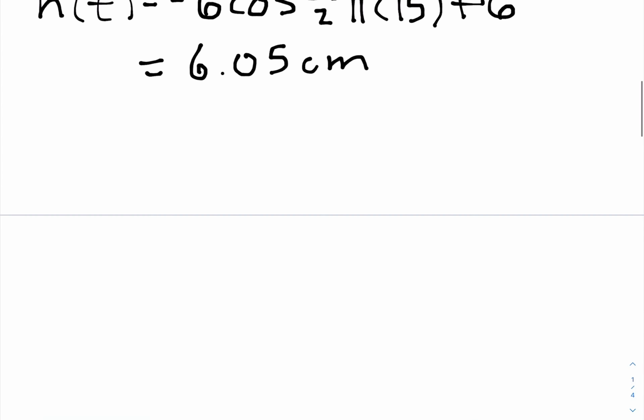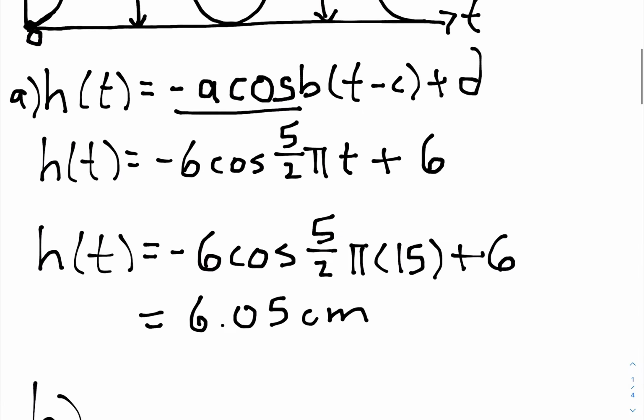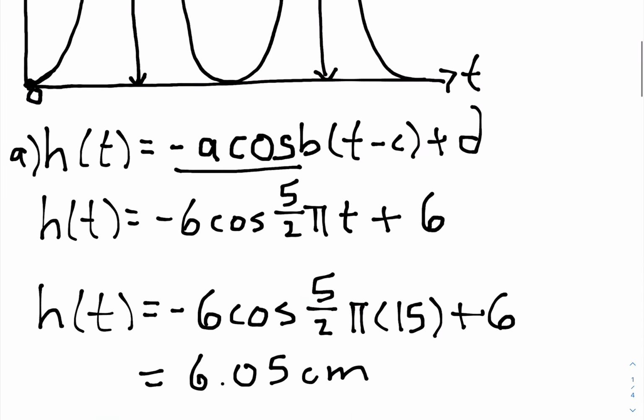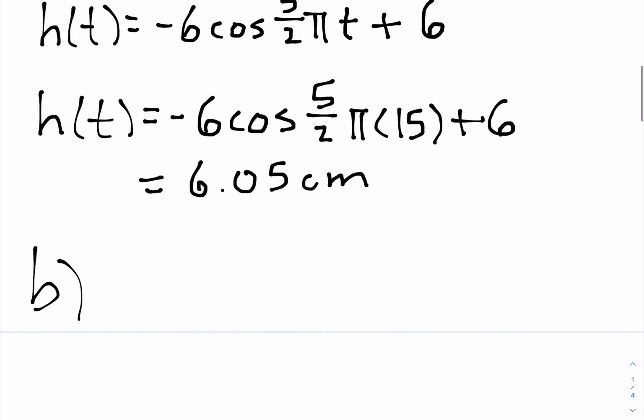And for part B, it's saying the times in the first 3 seconds that she'll be 10 centimeters off the ground. Okay. So what we have to figure out is when's the first time that she'll be 10 centimeters off the ground? So all we do here is we plug in, instead of h of t, actually we're going to put 10 because that's her height. Right, and now we're trying to solve for t. Instead of being given t, we're trying to solve it.